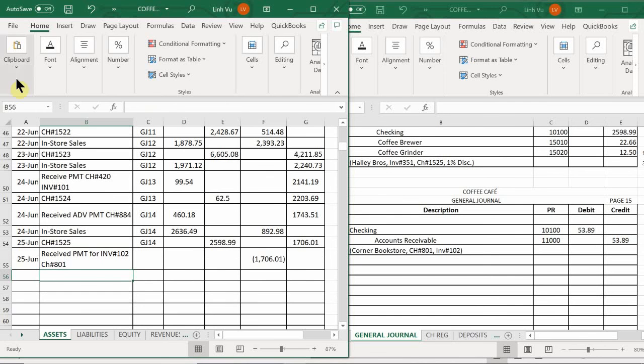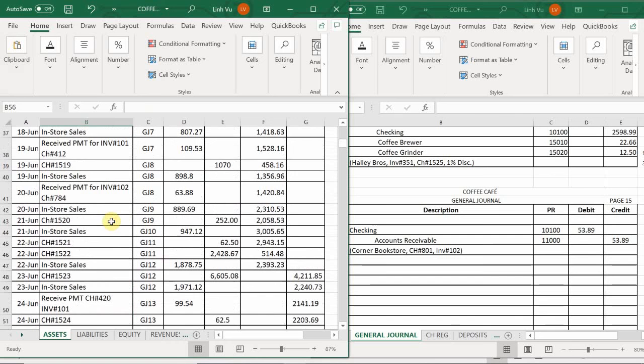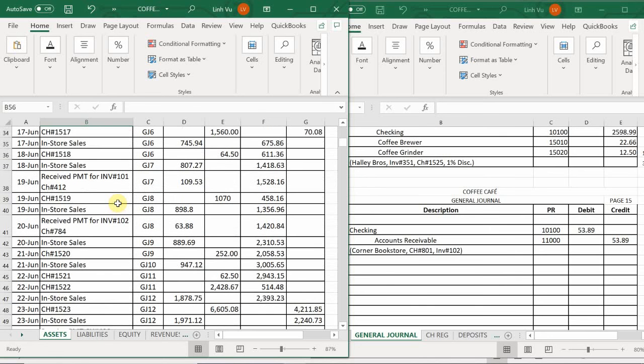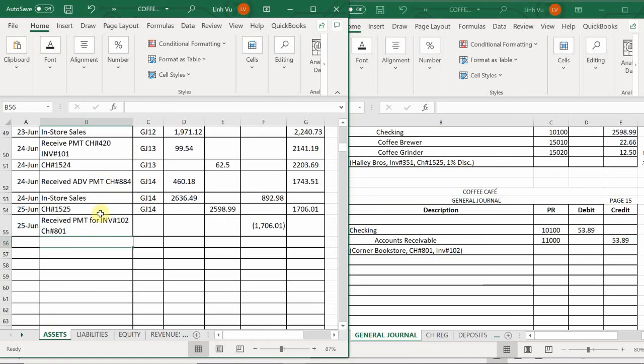Hold on, I have one that says I have a payment for 102. Received payment for 102, check number 76388. Let me look at the thing again. Oh, because we received a deposit, I think, on it. Oh, yes, you're right. Okay, good. Receive payment for invoice 102, check number 801. Okay. General Journal 15.